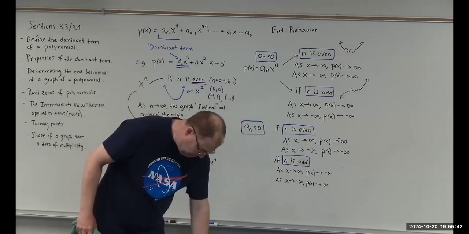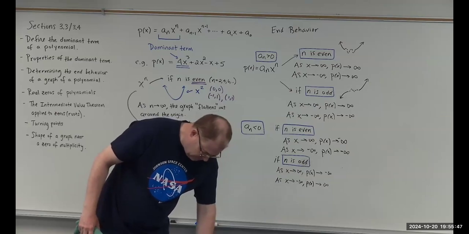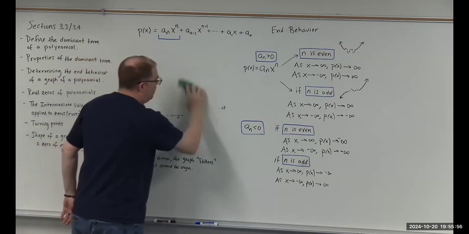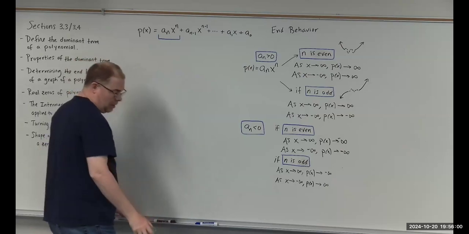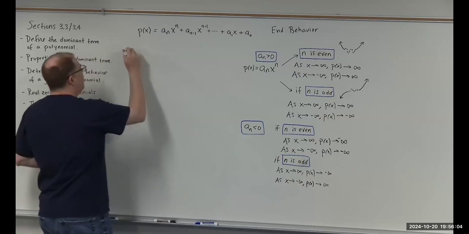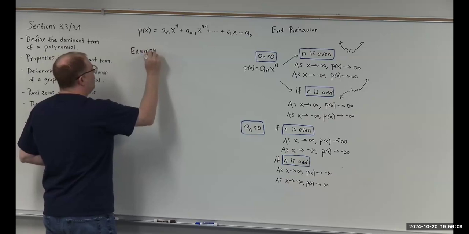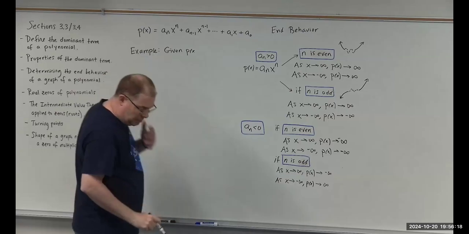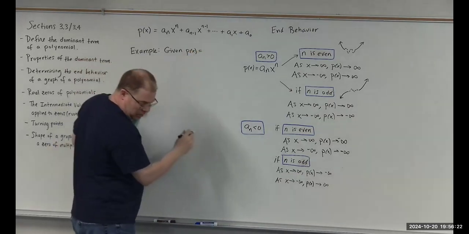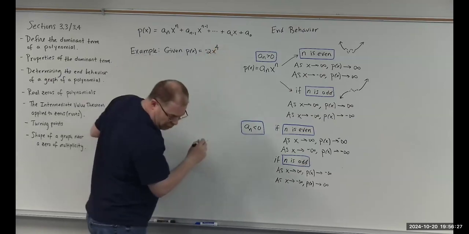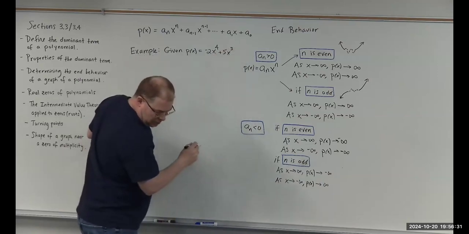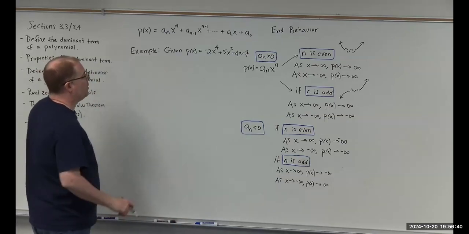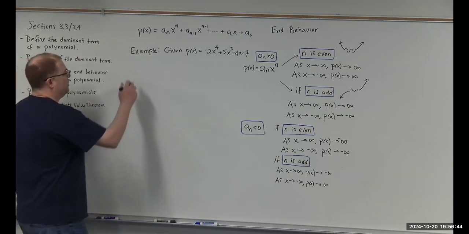let's show you an example of this. All right, so let's say we're given this polynomial: minus 2x to the fourth plus 5x cubed plus 4x minus 7. And we want to figure out what is p of x approaching as x goes to plus or minus infinity.